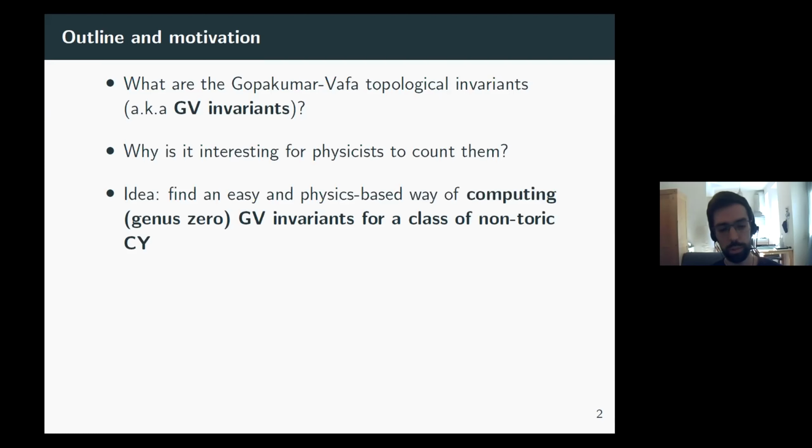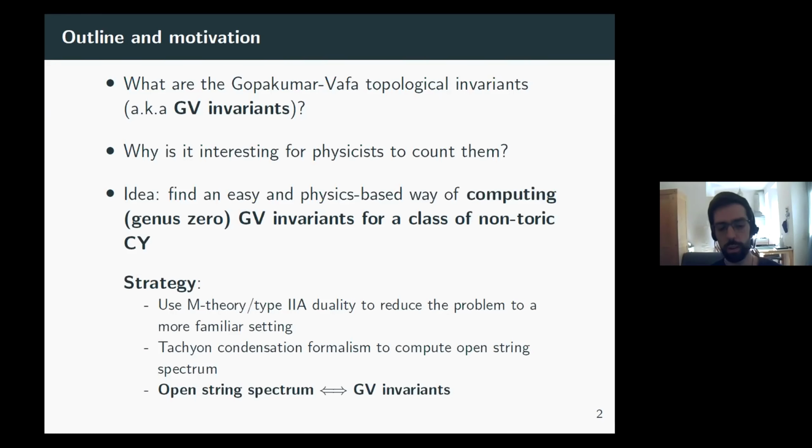And for the strategy to do this, we rely on the M-theory and type 2A duality to reduce the problem to a more familiar setting. And then, using the tachyon condensation formalism, I'll show how we can compute the open string spectrum. And finally, I'll make an identification between the open string spectrum and the GV invariants of the Calabi-Yaus. So let me get started from the first part.